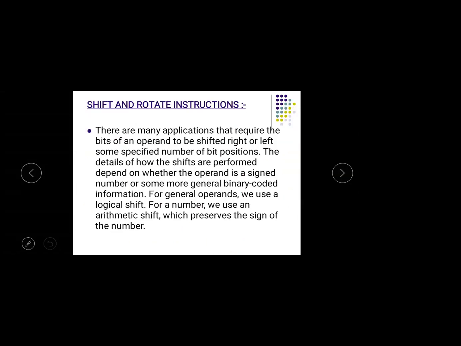And shift and rotate instructions. Other instructions are arithmetic: addition, subtraction, increment, decrement, and logic operations AND, OR, XOR, and NOR. And there are shift or rotate instructions. These instructions are discussed in the next class.